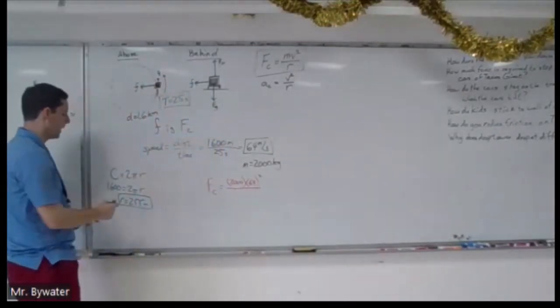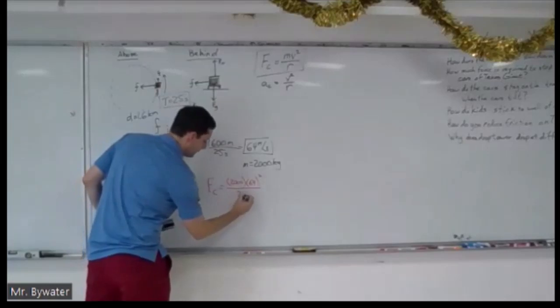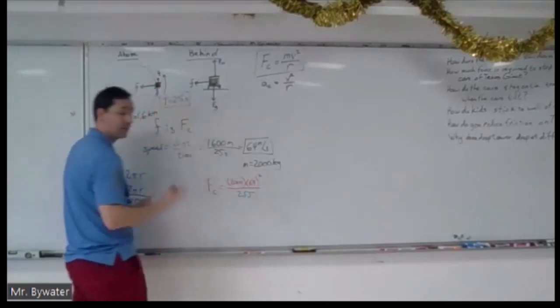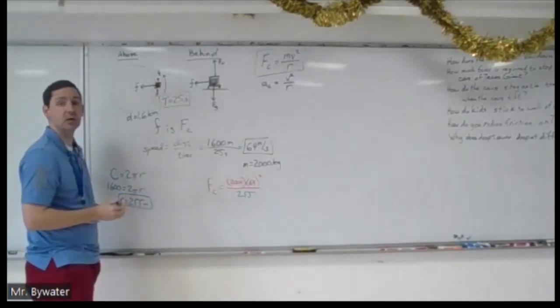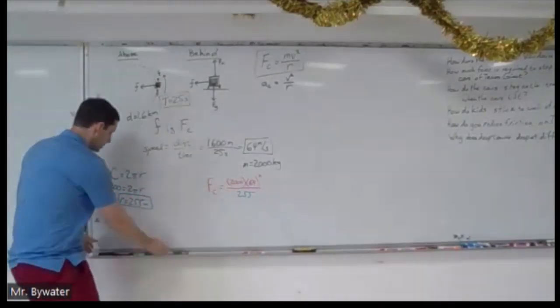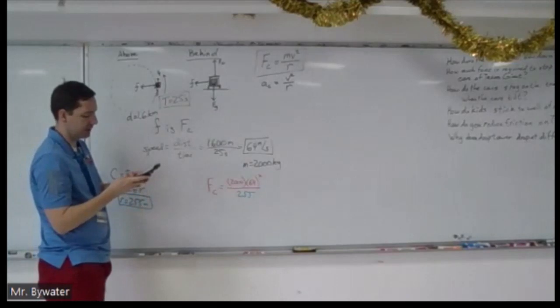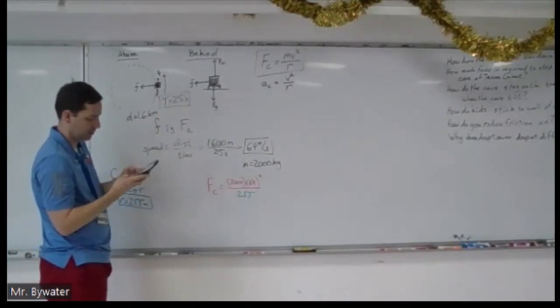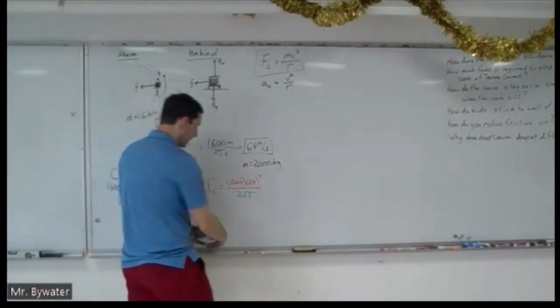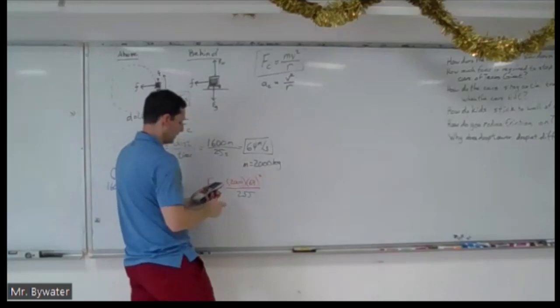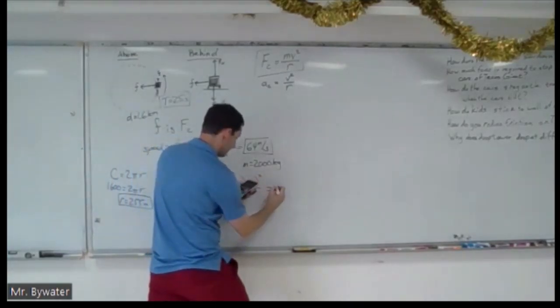Okay, so we've got the r there, so that's 255. Now everything's in meters, everything's in seconds, everything's in meters per second, right? Everything's in SI units. So when I take all these numbers and plug them in, I'm going to get a very large force, and that's okay. It's a very large car, 2,000 kilograms.